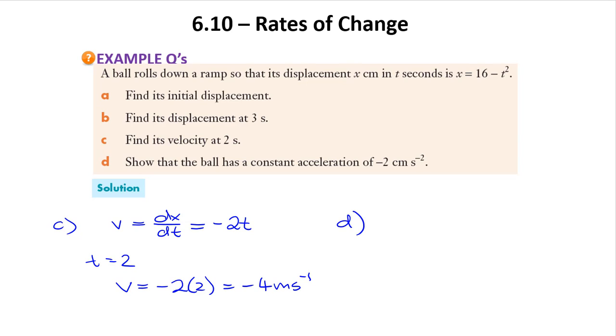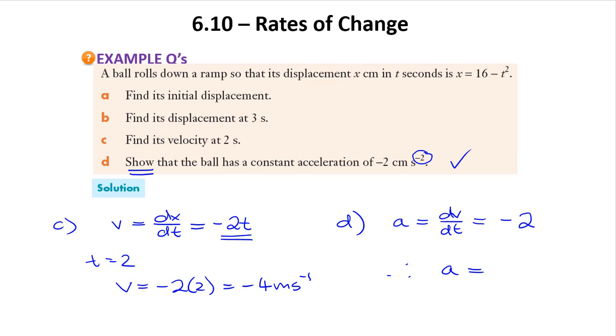Part D, show that the ball has a constant acceleration of minus 2 centimeters per second to the minus 2. So the units for velocity will always be the time unit, in this case seconds to the minus 1. Acceleration will always have seconds to the minus 2. That's something you'll get used to with practice. So our acceleration, if you go back a couple of slides, is the first derivative of velocity. And if we differentiate this expression, minus 2t, we'll get the expression minus 2. So just doing that alone, we've actually completed the show simply by differentiating.